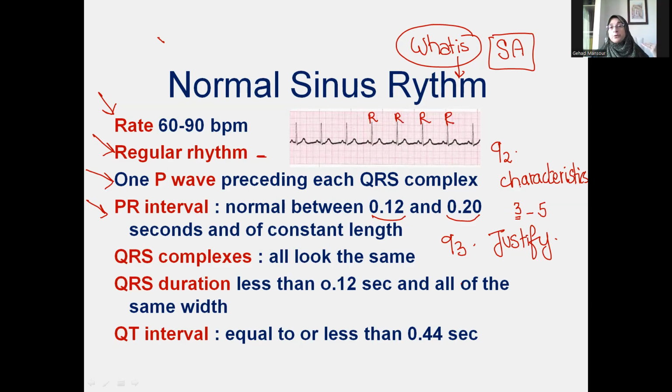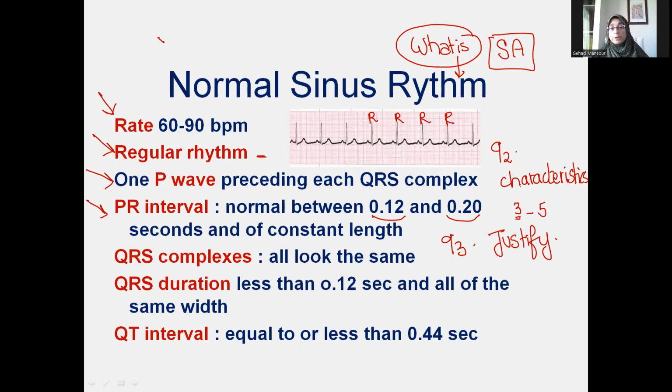Of course, when the rhythm is regular and the rate is within this normal interval of 60 to 90 beats per minute, and there is a P wave preceding every QRS complex, most probably the PR interval will be within the normal limits.